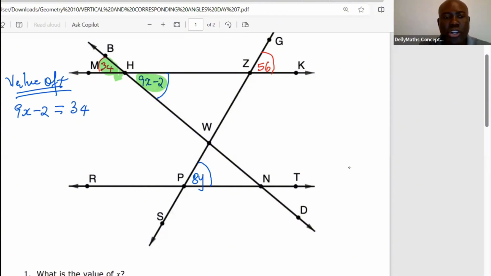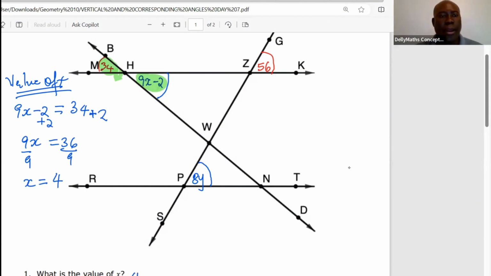So in this case, we're going to solve for x. How do we solve? We're going to add 2 to both sides. So now 9x is equal to 36. Divide both sides by 9. x is equal to 4. So there it is, we found the value for x. It is 4.